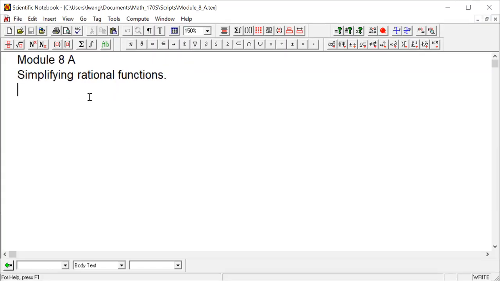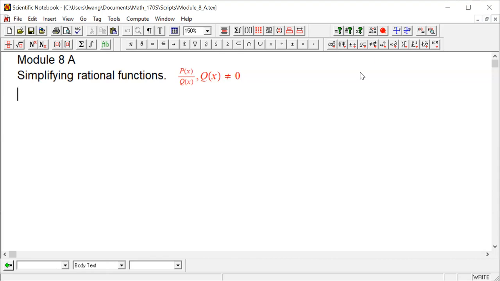Hello, in this episode, we're going to talk about simplifying rational functions. We know that a rational function is the quotient of one polynomial divided by another polynomial, P over Q, where the denominator cannot be zero. Being aware that the denominator cannot be zero is important, and all the simplification we do is in the domain of the function.